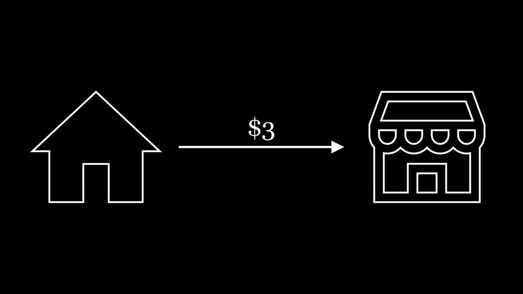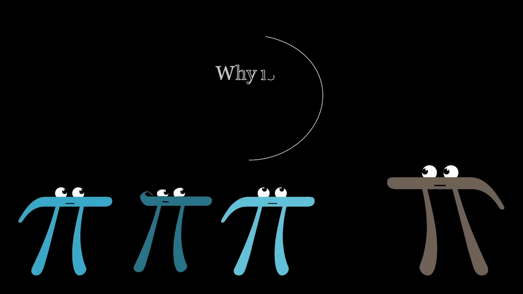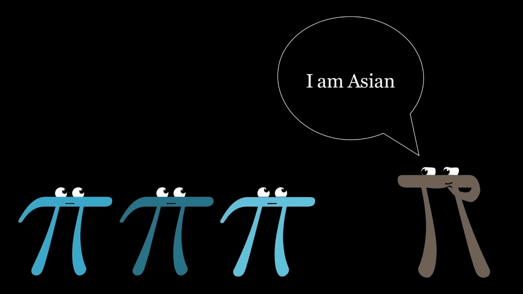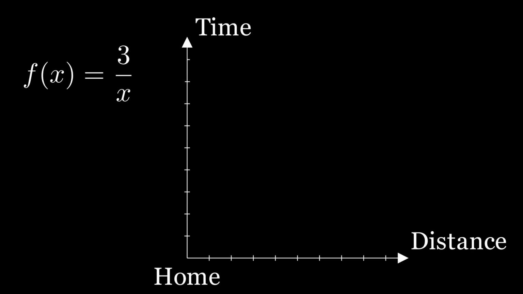Before we do any math, let's visualize the problem using a graph where the x-axis represents distance, the y-axis represents time, and the origin represents your home. Now, some of you may have noticed that I've actually swapped the x-axis with the y-axis since time is typically represented horizontally. But we'll leave it as is for this problem because I am Asian and I make the rules. Then, our function simply becomes 3 over x, which looks like this.